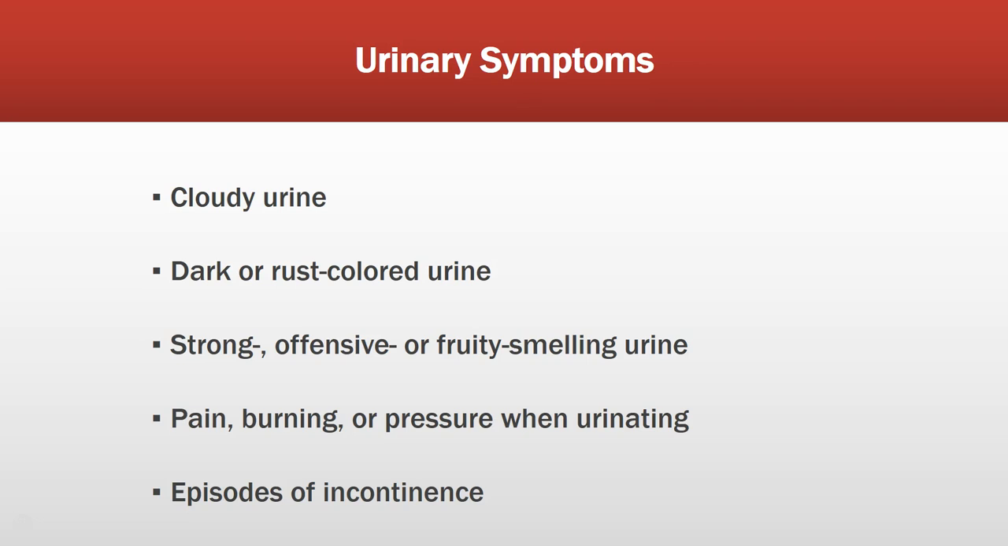Strong and offensive urine could be from lack of fluid consumption or a potential infection. If the urine smells sweet or fruity, that's a sign of sugar from diabetes. Pain with urination or burning, pressure, as well as periods of urinary incontinence may also be signs of an infection.